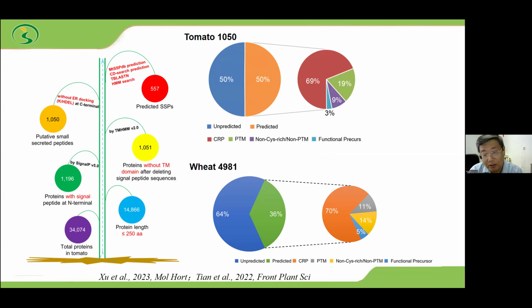We set up a pipeline or workflow based on size, the C-terminal conserved domain, and the whole structure of the protein to predict the potential small secreted peptides, which are encoded by different genomes of different plant species. For example, we have identified about 1,000 peptide-encoding genes in the tomato genome, and around 5,000 in wheat.